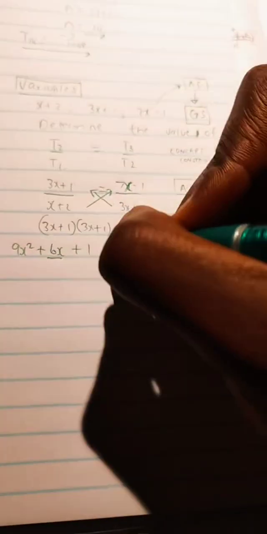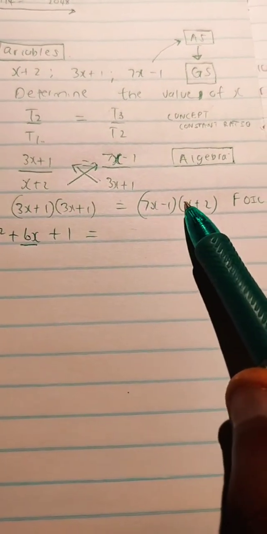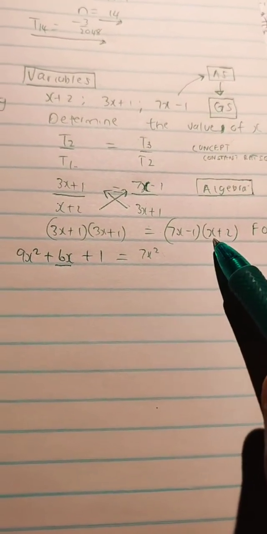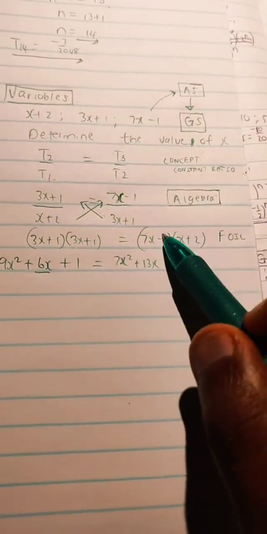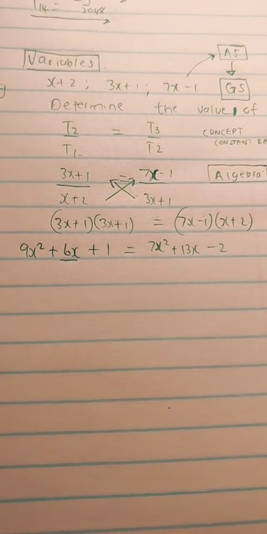Equal. We go to the other side. We do the same thing. First, 7x times x. We get 7x squared. 7x times 2 gives 14x. Minus x. That gives you 13x. Hopefully you guys understand how I got 13x. We add and subtract the middle terms. And then negative 1 times 2 gives us negative 2. Now we play with like terms.